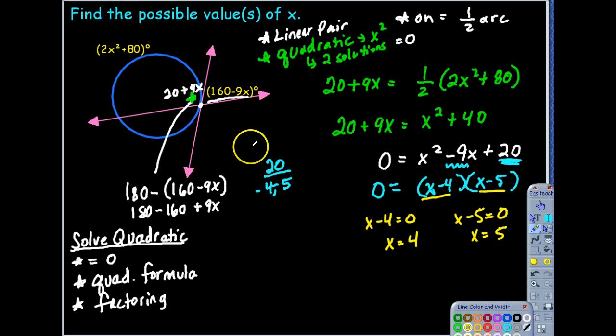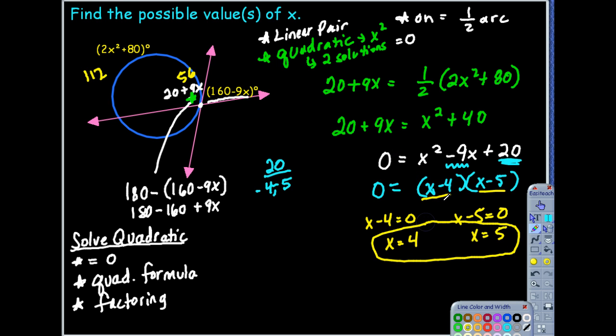Okay. And then if I put 4 in here, that's going to be our 20 plus 36. That is going to give us 56, and this is half of that. So that works. If I check 5, it's going to still work as well. So this is one where both of them actually work. All right, so we're going to circle both of those answers.